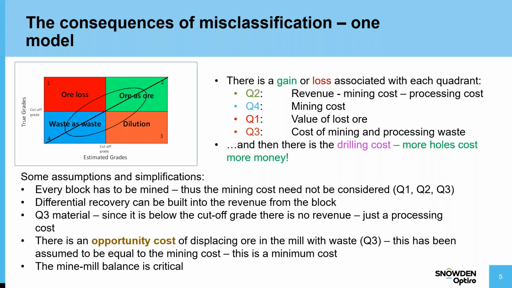And the other assumption was that the quadrant three material here is below the cutoff grade, as I mentioned to you, no revenue. So in other words, just a mining cost. Now you can complicate this by assuming that you would have an opportunity cost. In other words, if you're displacing higher grade material from the plant by feeding it waste, you're actually losing money by not putting the high grade material through that. It gets complicated, but really that's something that you can take a little bit further.